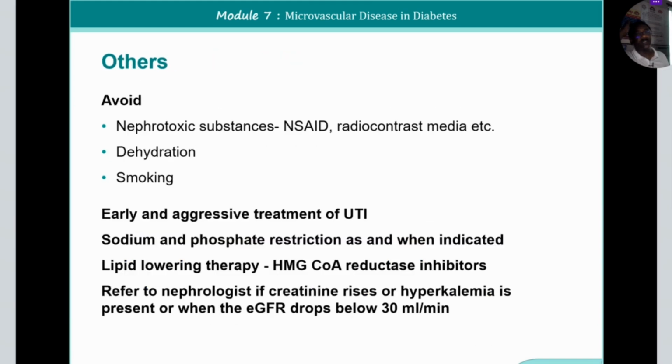So avoid the nephrotoxic drugs like NSAIDs, radiocontrast material, dehydration, smoking. Early and aggressive treatment of UTI is very much needed, otherwise these people will have pyelonephritis and ascending infection, etc. Sodium and phosphate restriction as and when indicated. Lipid lowering therapy, especially statins. They are the HMG coenzyme A reductase inhibitors. You have atorvastatin or rosuvastatin. Refer to the nephrologist if the creatinine rises or hyperkalemia is present or when the GFR drops below 30.